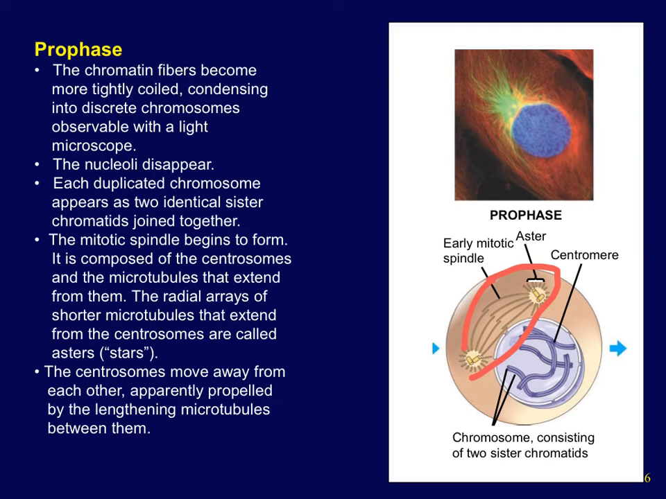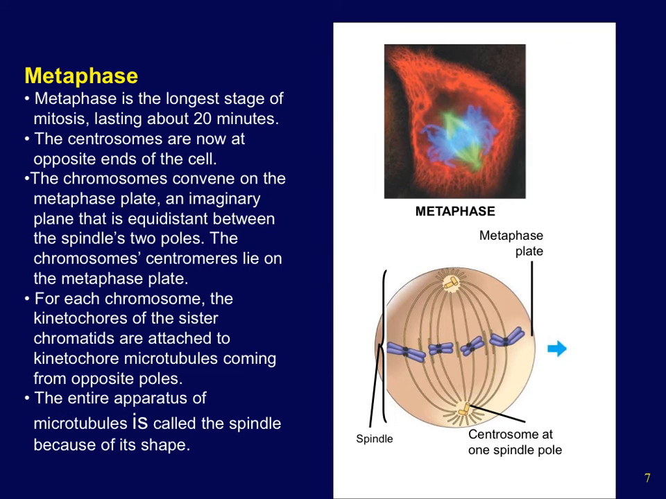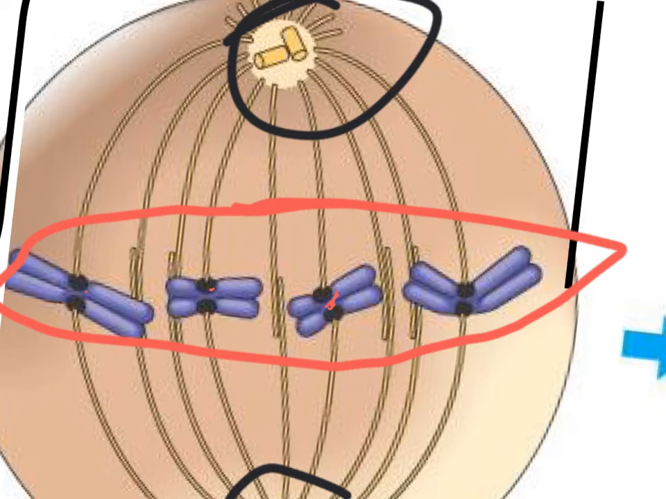And then the centrosomes start moving away to either one side or the other of this cell. This is the longest stage. The centrosomes are now at opposite ends. And the pairs of chromosomes are now on what's called the metaphase plate. Now the chromosome centromeres lie on the metaphase plate. So the centromeres are right in the middle of these things.